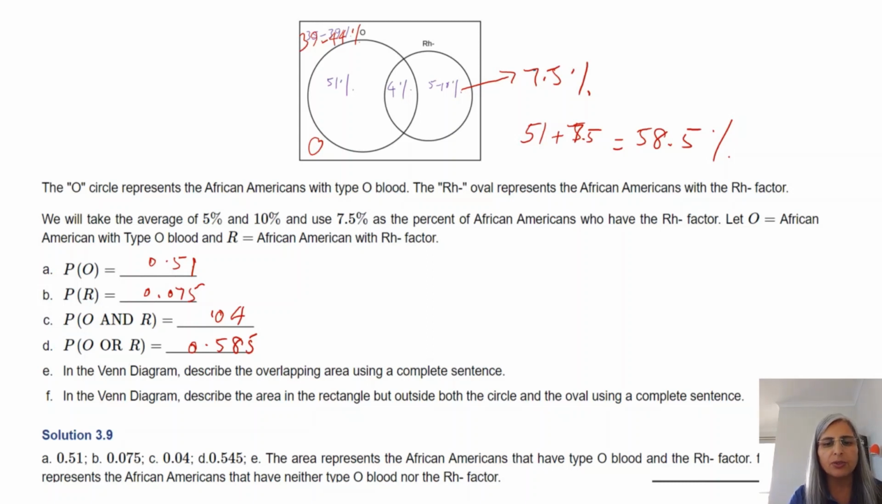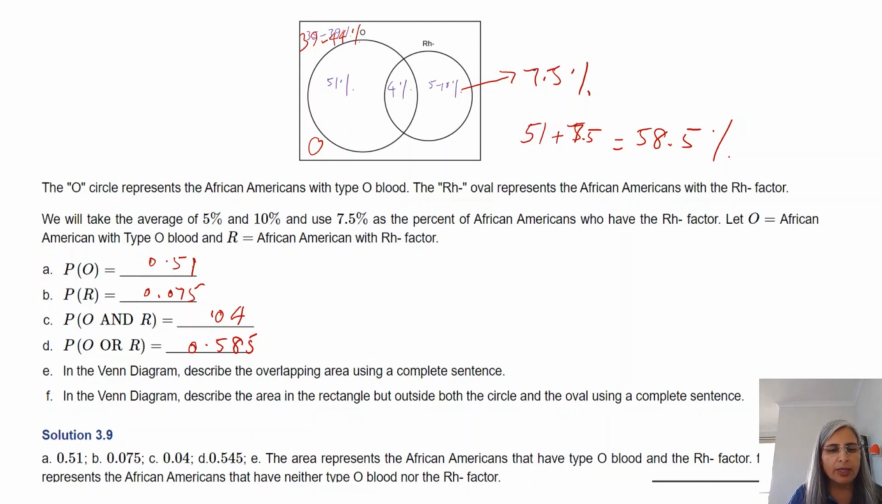Obviously, when you describe the overlapping area using a complete sentence, then it should say that the overlapping area represents the intersection of people who have the blood group O and Rh factor negative. Or it could be any similar sentence.